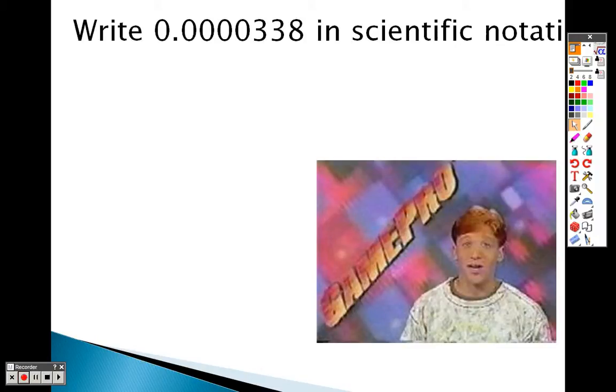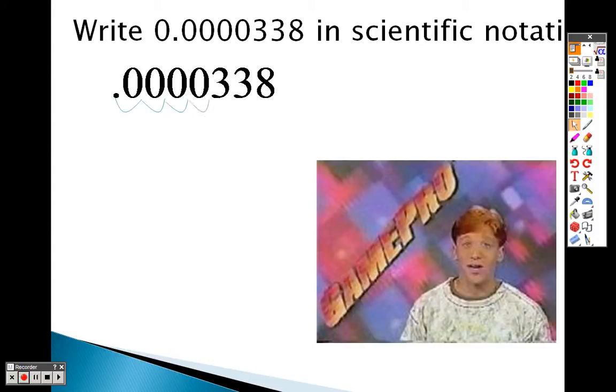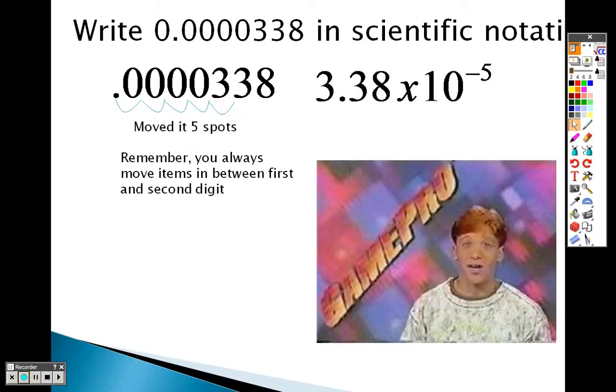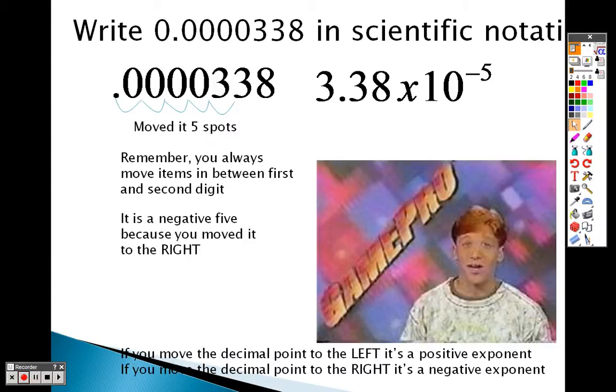So in this problem, to rewrite in scientific notation, I'm going to be moving it 1, 2, 3, 4, 5 spots, and I'm moving it to the right, so it's going to be a negative 5 because I'm moving it to the right. So it's 3.38 times 10 to the negative 5. And remember, I moved it in between the first and second because that's going to be in between 1 and 10. You want that number to be in between 1 and 10 in the beginning. And it's negative 5 because we moved it to the right 5 spots.